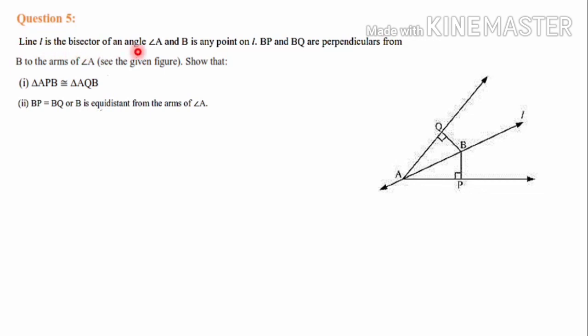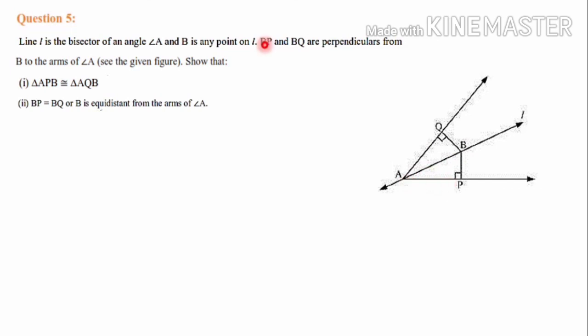Line L is the bisector of angle A. Here you can see line L. This is line L. Line L is the bisector of angle A. Bisector, I have explained to you before. Bisector means equally dividing. So whenever this line L comes into this angle A, this angle A is divided into two equal parts. So this portion and this portion will be same. Means angle QAB is same as angle QAP.